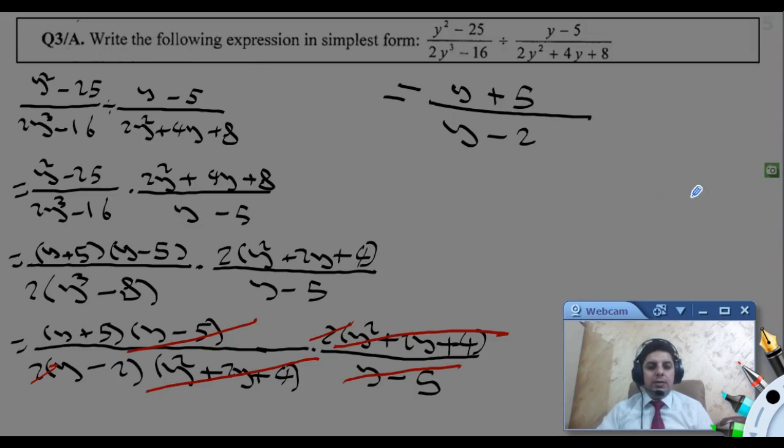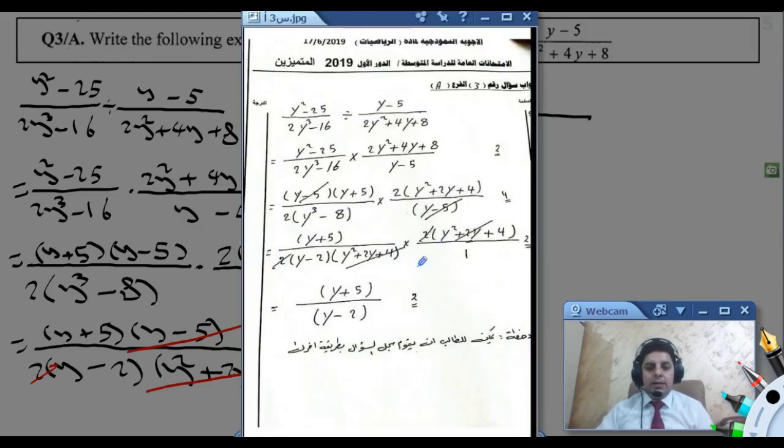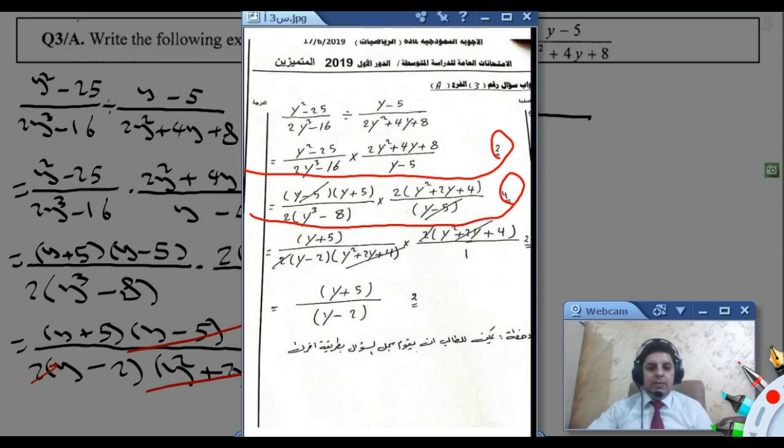Dear students, look at the typical answers and look at the division of degrees. This step is 2 degrees, and this is step 4 degrees, and this is step 2 degrees, and this step is 2 degrees.